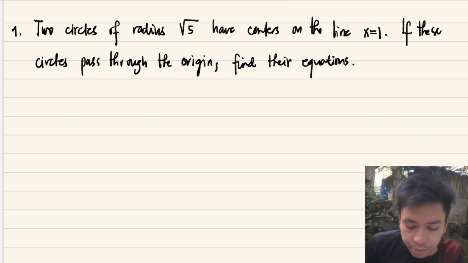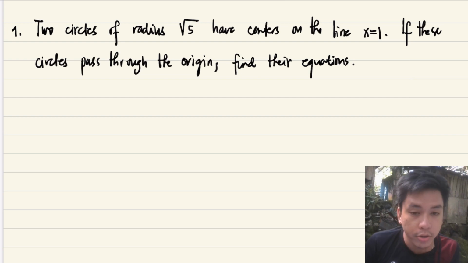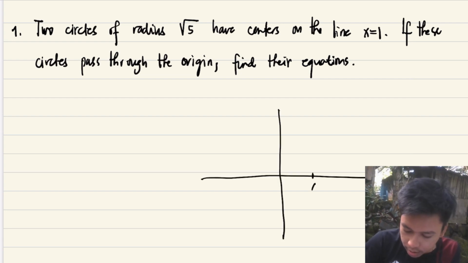Two circles of radius square root of 5 have centers on the line x equals 1. If these circles pass through the origin, find their equations. So if we have to graph this, you have a line here, and this is where you can find the center of the circle.